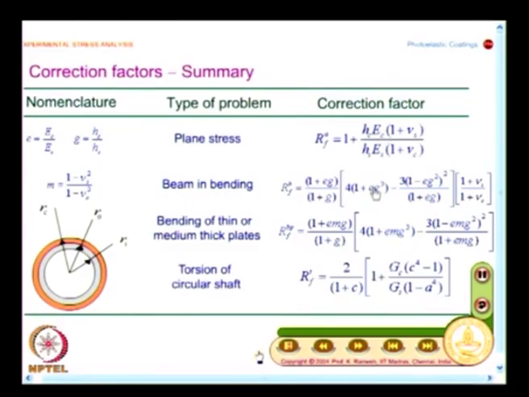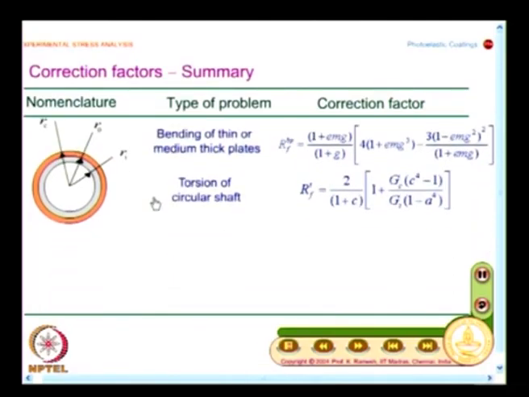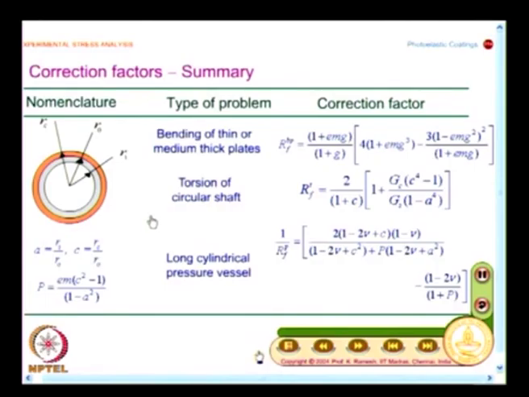And in all these expressions, in order to simplify your writing, we have used E as ratio of Young's modulus, and G as ratio of thickness, and M as 1 minus nu S squared divided by 1 minus nu C squared. And I said that you also have the correction factor for pressure vessels, because many engineering applications could be modeled as a pressure vessel, and here it is written as 1 by RFP, and you also have the definition of A and C, and you also have a definition of what is the symbol P used in this expression.